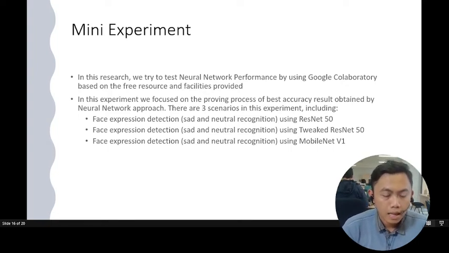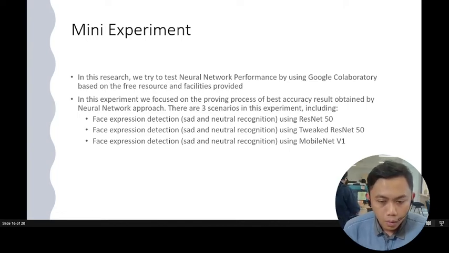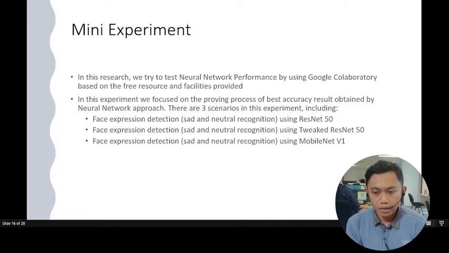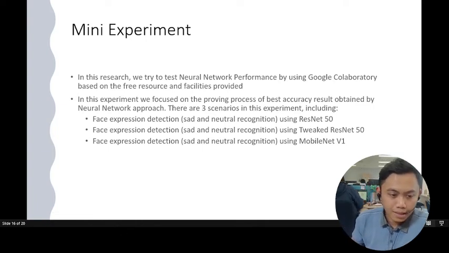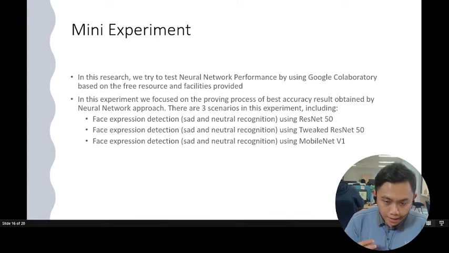we do a mini experiment here. In this research, we try to test neural network performance by using Google Colaboratory, based on the free resources and facilities provided. So why do we choose Google Colaboratory? Because it is free and it provides free GPU use. In the experiment, we focus on proving the best accuracy result obtained by the neural network approach.